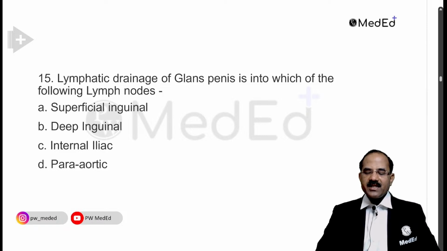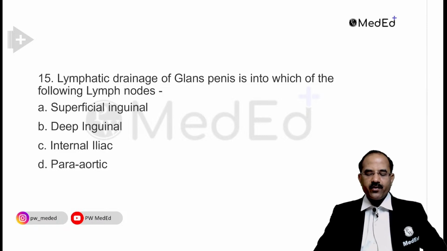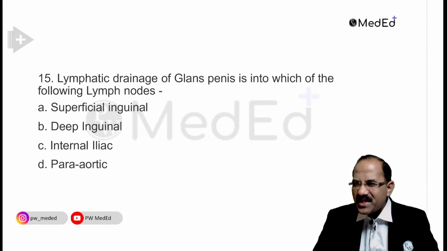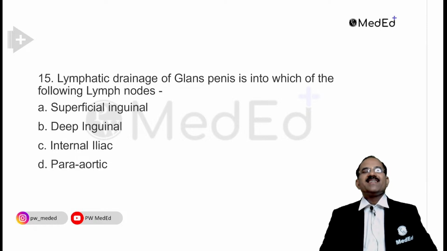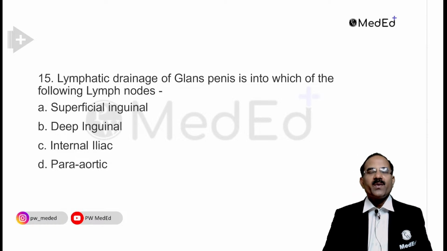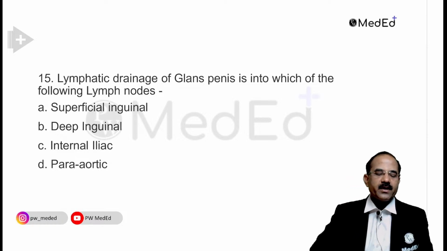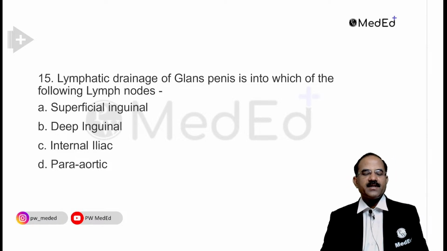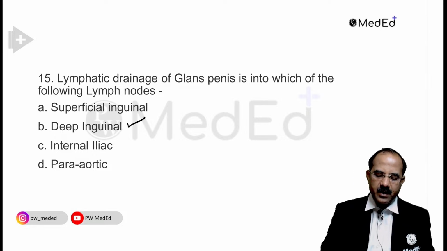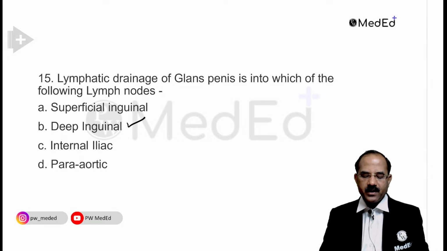Lymphatic drainage of glans penis is into which of the following lymph nodes? Come on, answer this. I just told you the glans penis and the glans clitoris, they drain into the lymph node of Cloquet or Rosenmuller. Correct? So that's a deep inguinal lymph node.